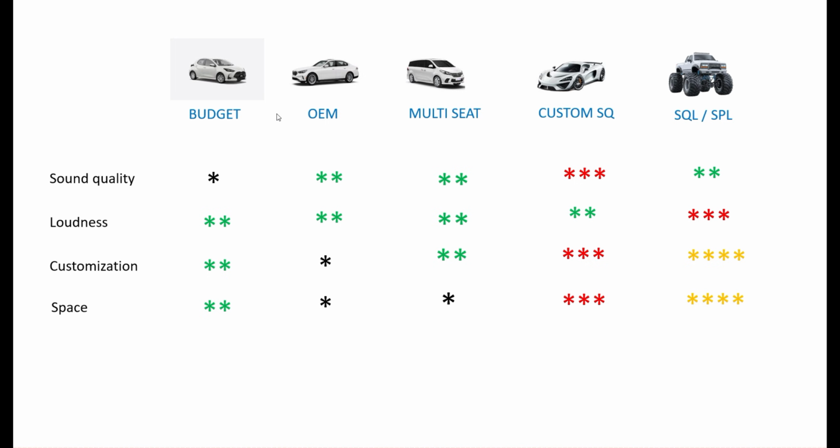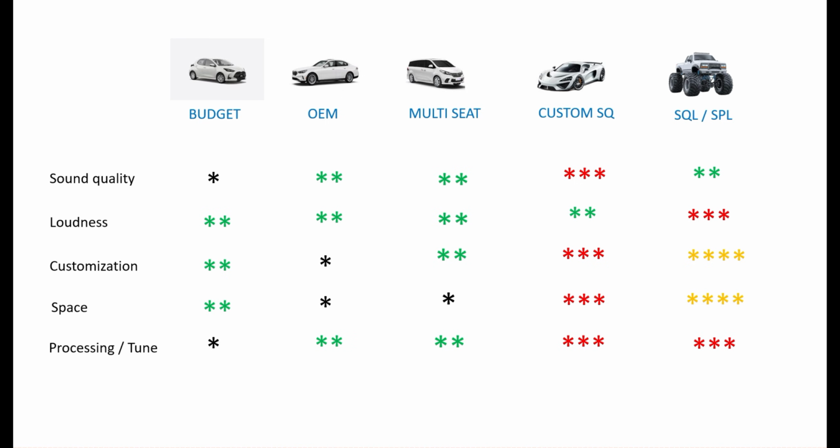But in general, you'll tend to find that functional, practical, space-conscious builds are more OEM and multi-seat than custom SQ or SPL. And of course, once again, it's not hard and fast. You can design that type of thing into your system depending on your own preference for space and functionality.